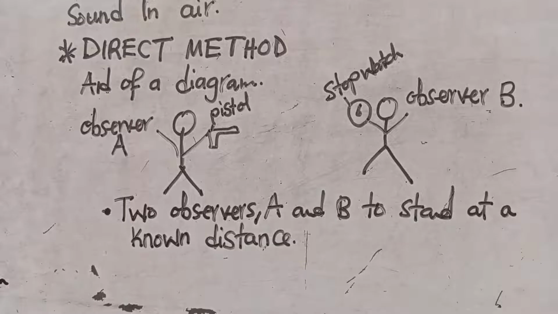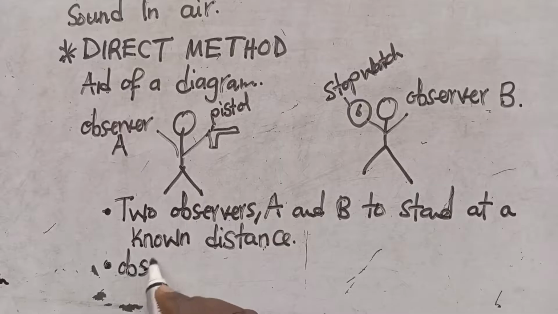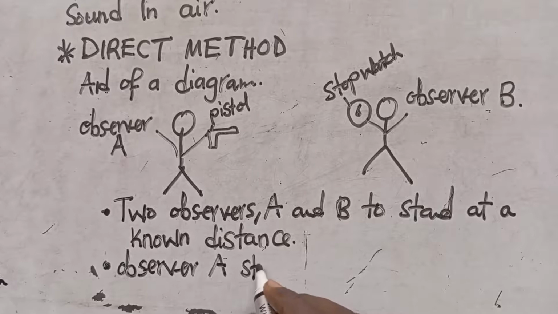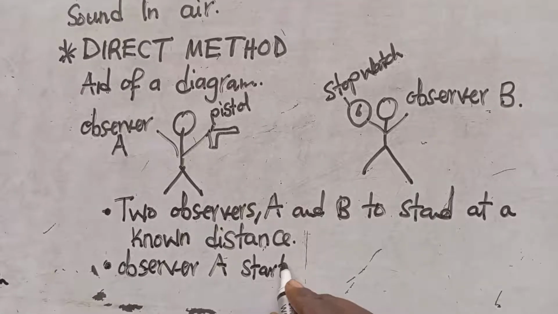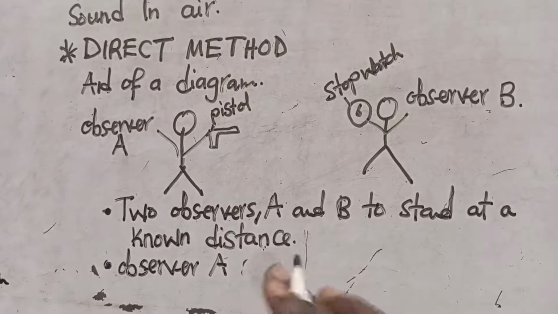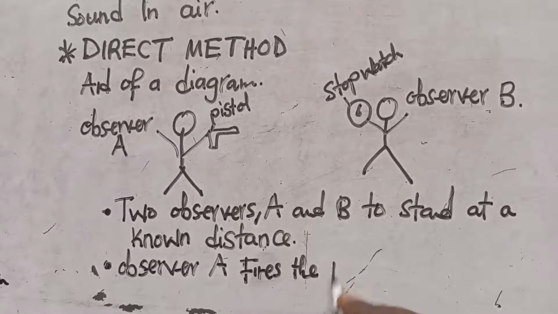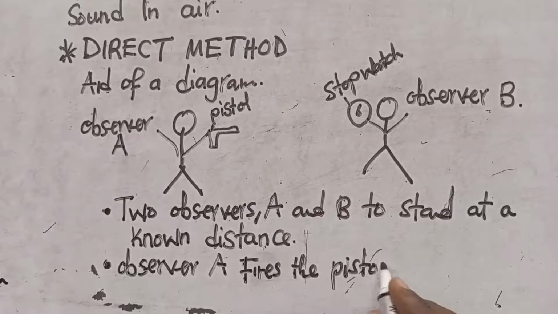The other thing is that when they stand at a known distance, you measure the length. Then point number two that you have to note: observer A starts, or I'll say observer A fires the pistol.